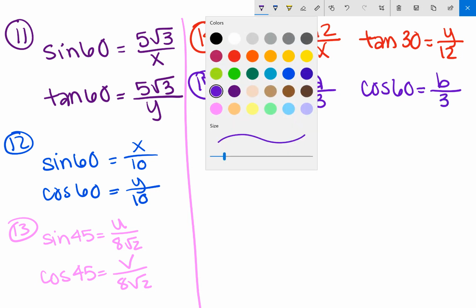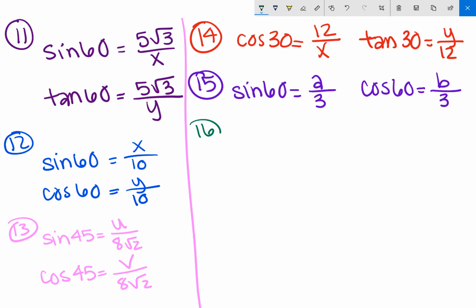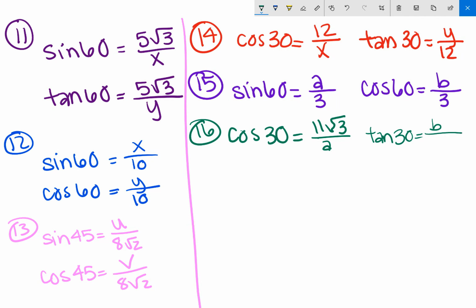For number 16, we're looking at the 30 degrees, and A is actually our hypotenuse this time. So I would have to do cosine of 30 equals adjacent, which is 11 times square root 3, over our hypotenuse A. And then to find B, I would use tangent. So tangent, because I have an opposite and an adjacent of 30 degrees, is opposite B over adjacent 11 square root 3.